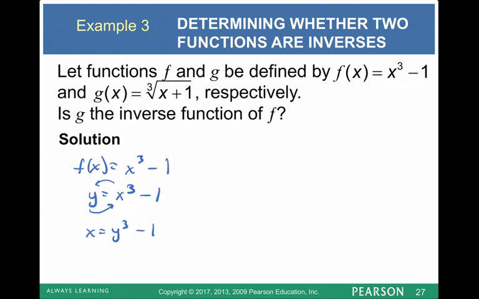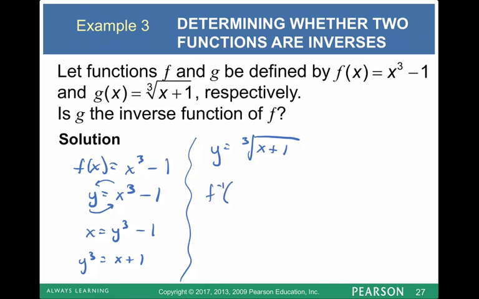So if we add 1 to both sides, we'll get y cubed equals x plus 1, and then take the cube root on both sides. So then y equals the cube root of x plus 1. Boom. And that's where that comes from. So then we say f inverse equals cube root of x plus 1.